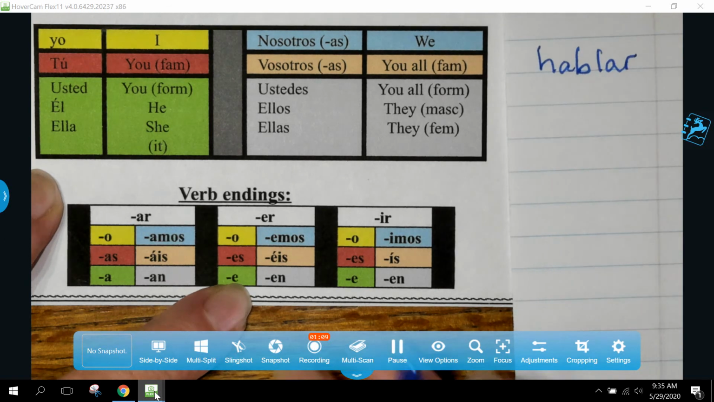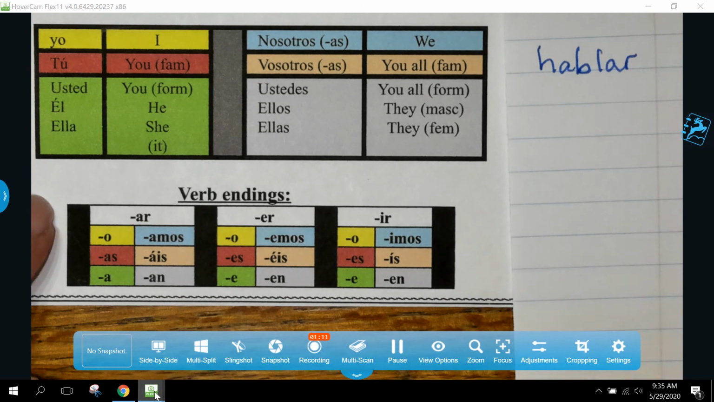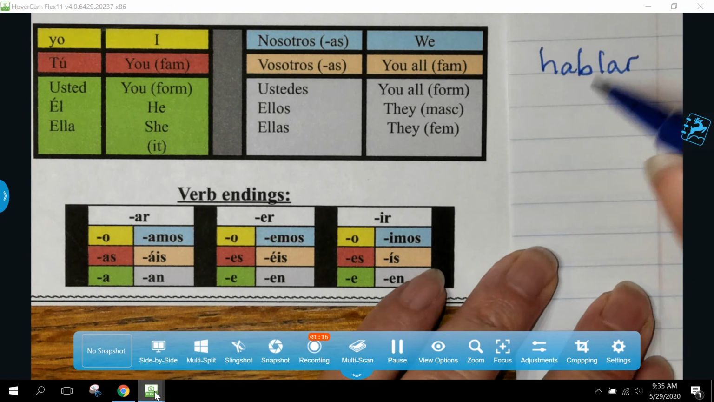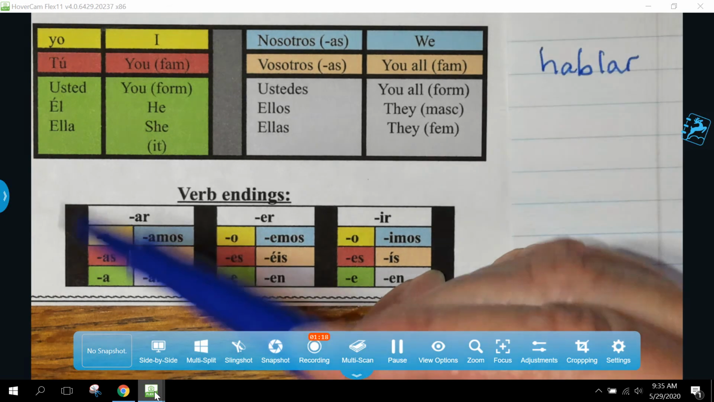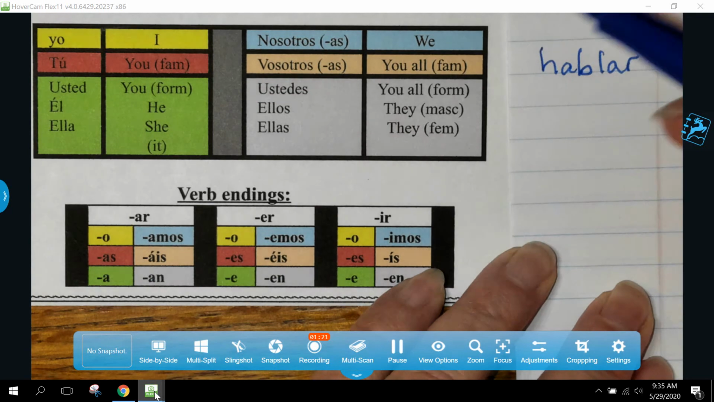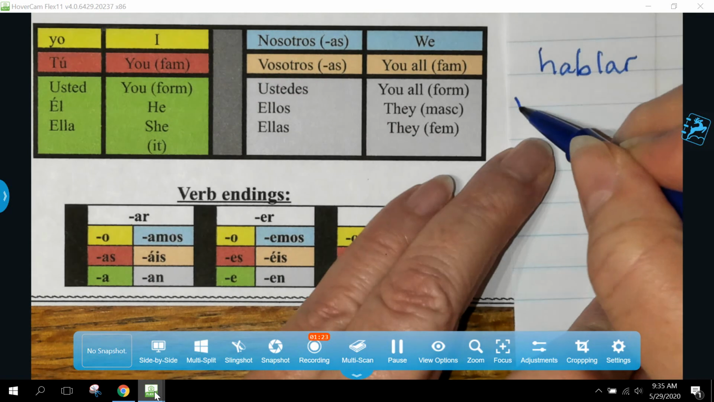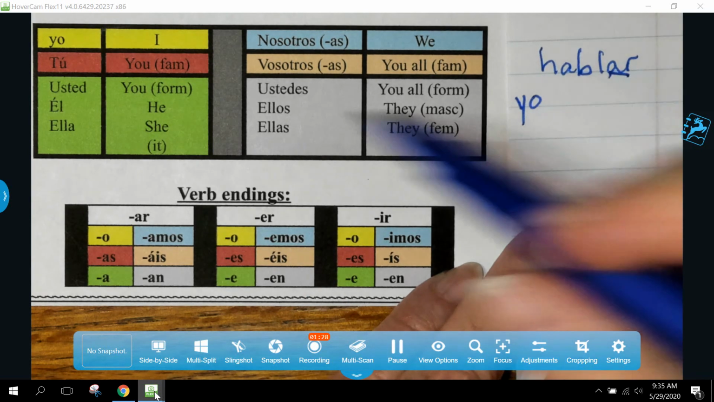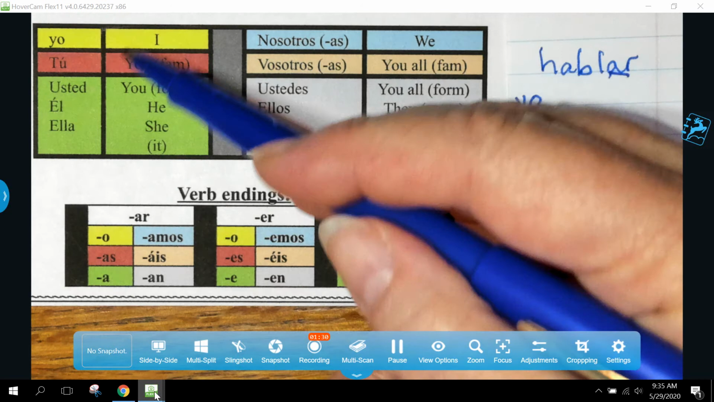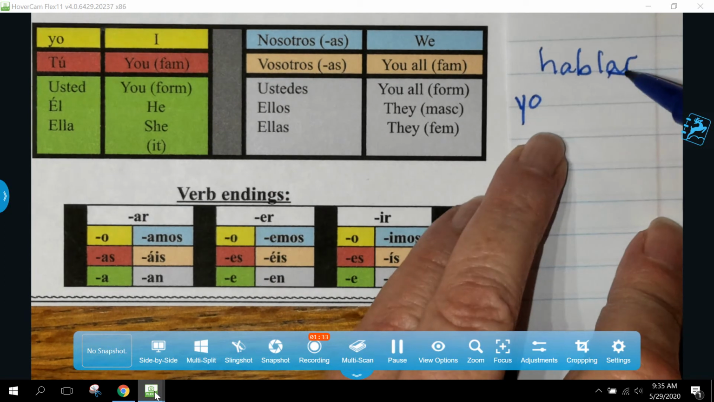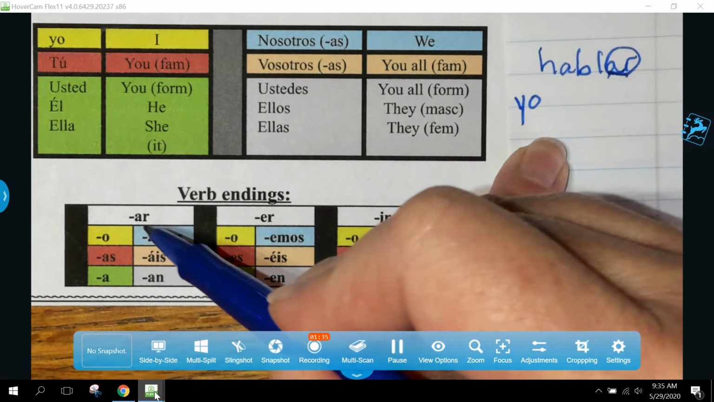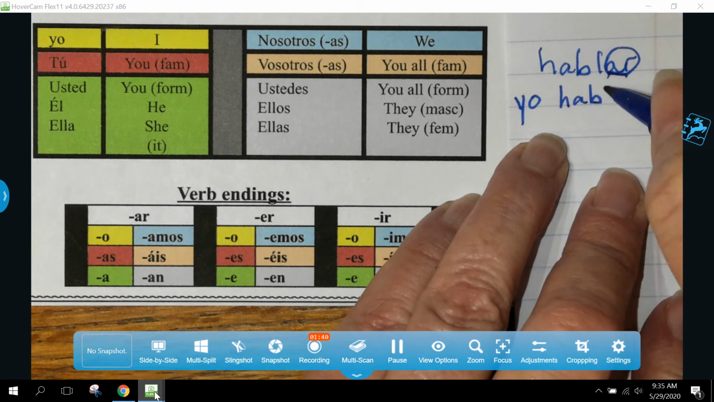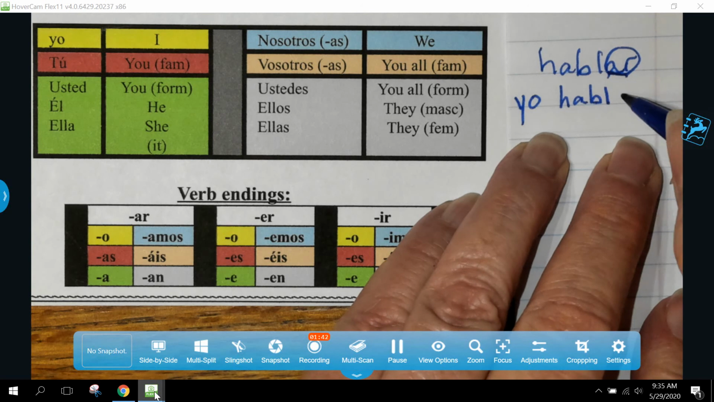Sorry, that's a little fuzzy because that paper's not staying still. If we wanted to say, for example, I speak, then I is in the yellow here, so I could have the yo. Then I go, hablar ends in AR, so I go to the AR chart. The yellow form there is O, so I take off the AR, think of the top, minus AR, and we are left with HABL, then I add the O.